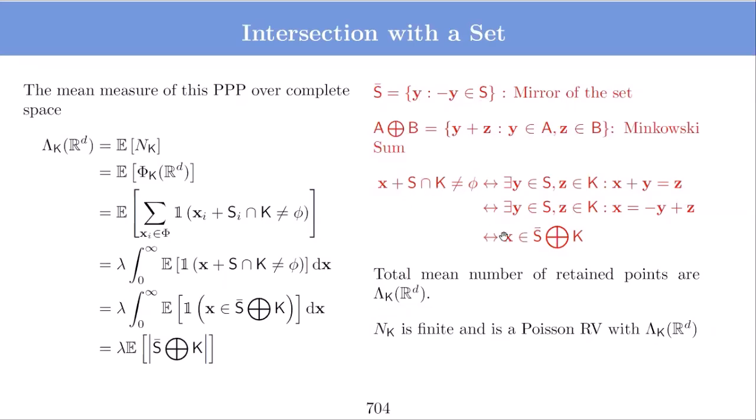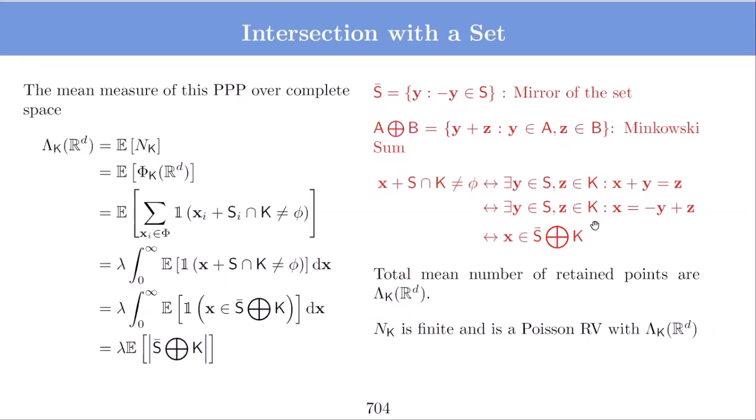This means that there exists one y in S such that when you add x to it, it also belongs to K, right? So we can say there exists one y in S and one z in K such that x plus y equals z. Only then will there be an intersection. If adding x to one element of S gives you an element of K, then there will be at least one intersection. And if there are more intersections, then there will be more pairs of y and z. But at least there should be one y and one z such that x plus y equals z.